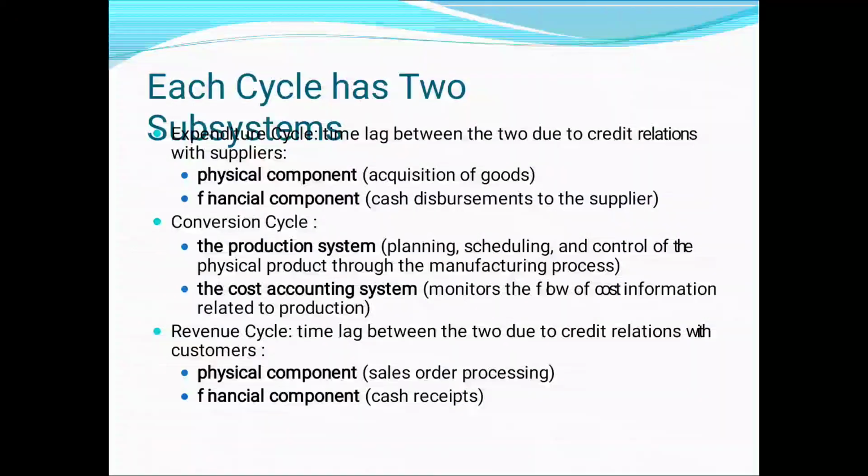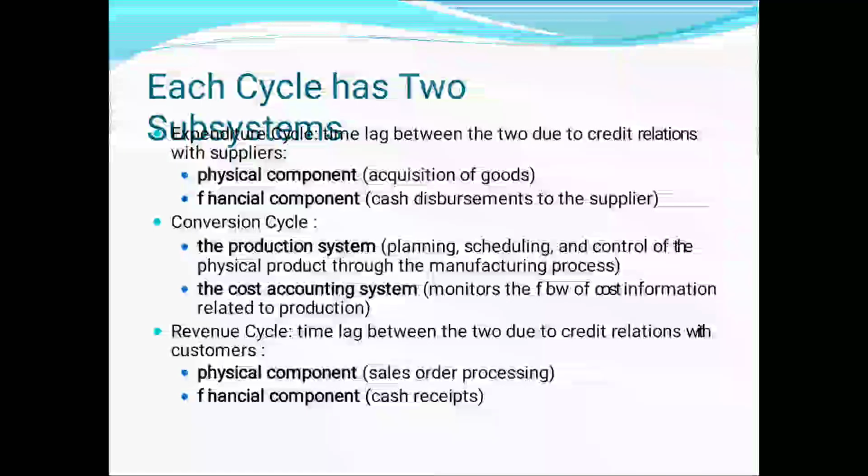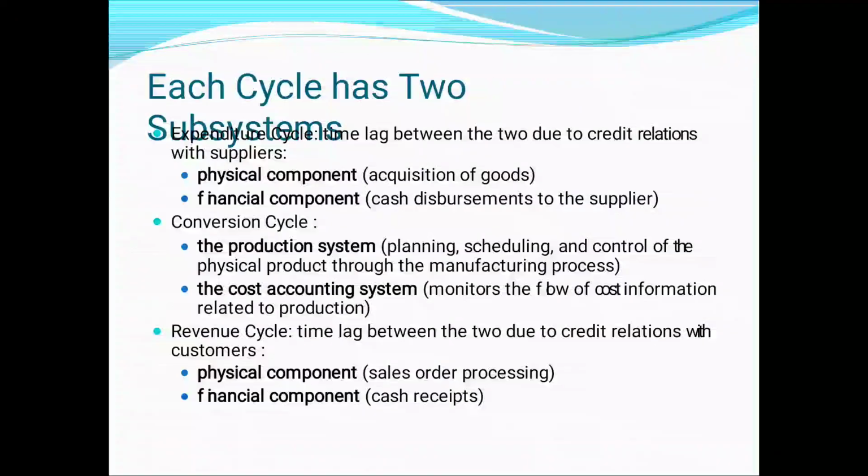Monitors the flow of cost information related to production. So the cost accounting system tracks and analyzes the costs associated with the production of goods. So maybe this includes direct materials, direct labor, and manufacturing overhead costs. So for example, the cost accountant calculates the cost per unit of the automobiles by summing up the cost of raw materials, labor, and overhead and then dividing by the number of units produced.